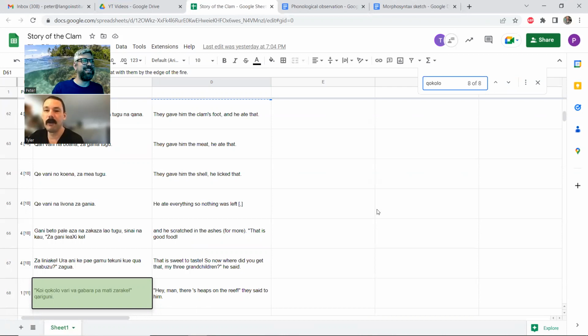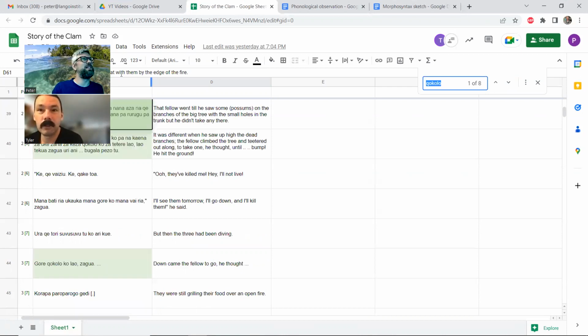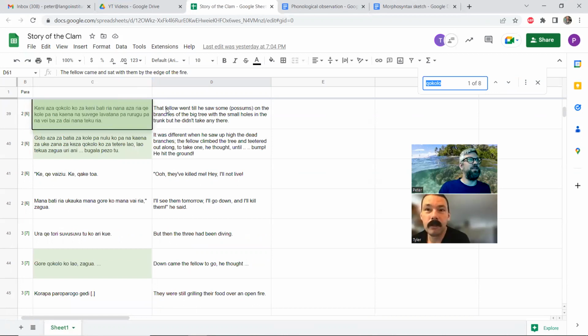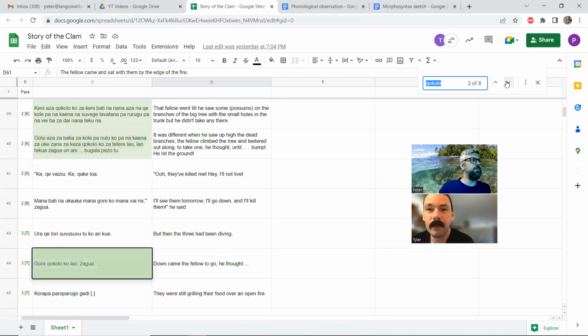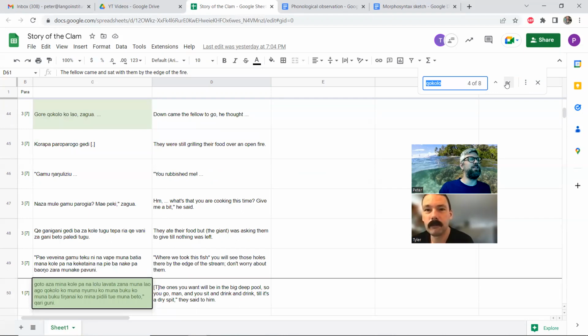We have 7 more instances, though. Let's just look through them all. Long sentence there. That fellow. That fellow. Yeah, right near the beginning. Gonkolo. So Aza kind of looks like a that type thing, as we've seen it a few times. But the fellow, there we go again. We get Gonkolo right there where we get fellow. Near the middle of it, yep. Down came the fellow. Ooh, it's very hard to ignore Gonkolo as fellow.